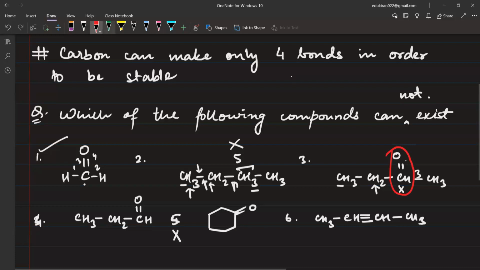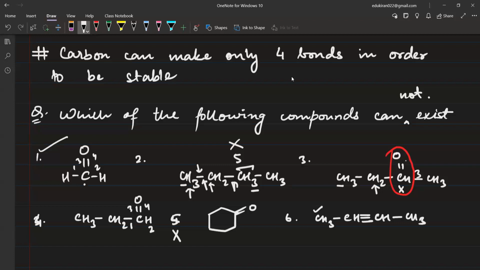Next, if I look at the fourth structure, CH3 single bond, fine, CH2 single bond, fine, CH double bond. CH means here we have 1 bond, the second bond with hydrogen, third bond with oxygen, and also the 4th bond with oxygen. There is no other bond with this carbon atom. So this can also exist. Fifth, I asked you to not look at fifth. Let us look at the sixth one.